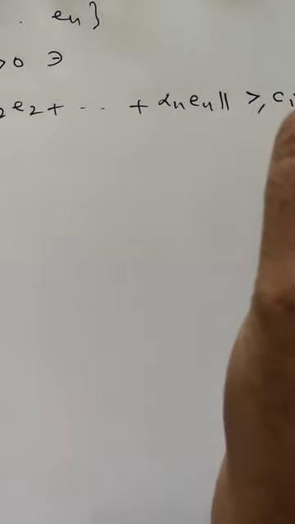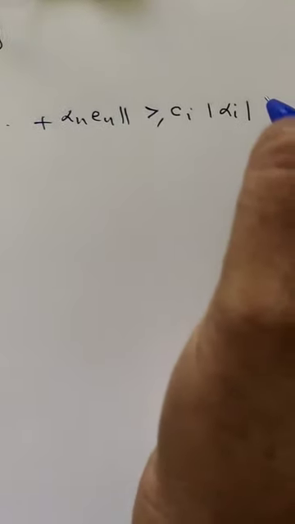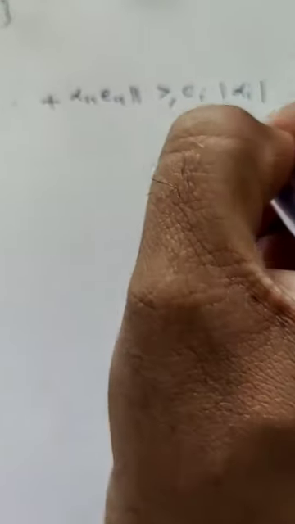It is clear from the above discussion that there exists some ci positive such that norm of alpha 1 e1, alpha 2 e2, etc., alpha n en is greater than or equal to say ci into mod of alpha i. This holds for all values 1 up to n elements. Okay. What will happen then?